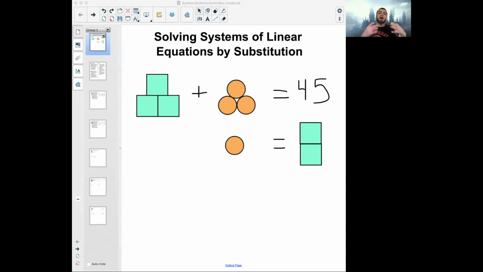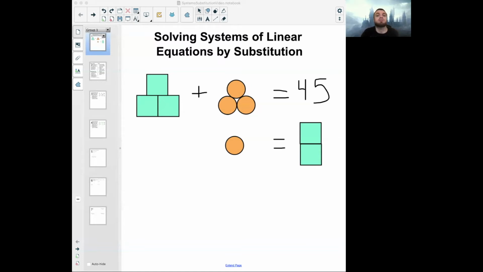All right, so I thought we'd get started by solving a system of linear equations by substitution using this example. I have three teal squares plus 3 round oranges equals 45. And I also know that one of the oranges equals 2 of the teal squares. What I might want to know is, what is the value of one of the teal squares and what is the value of one of the orange circles?